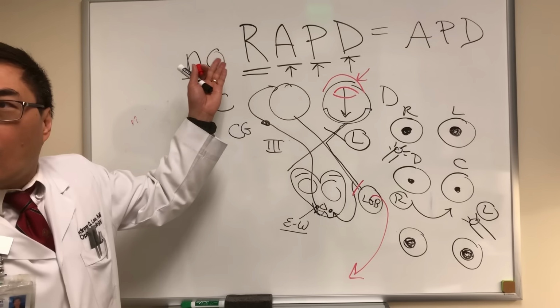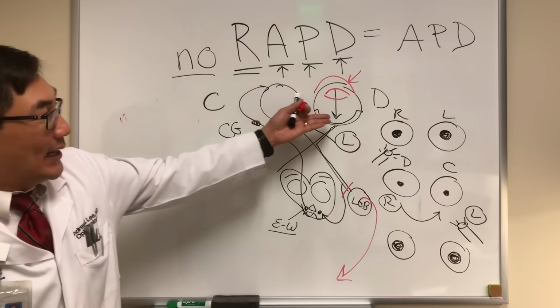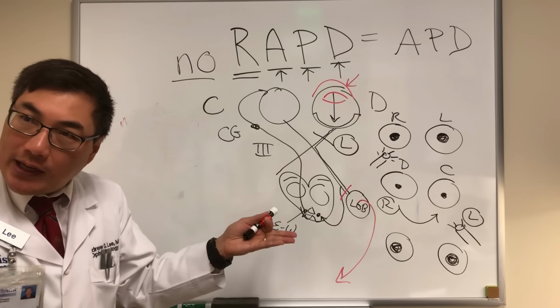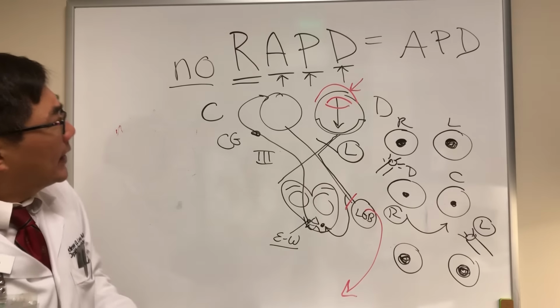So you could have no RAPD and have real organic vision loss either from a lesion anterior to the pupil pathway, cataract, glasses, cornea, or posterior to the pupil pathway, behind the optic tract.